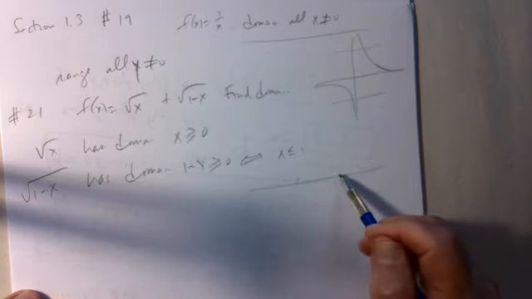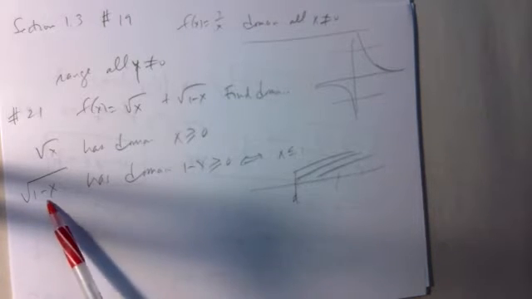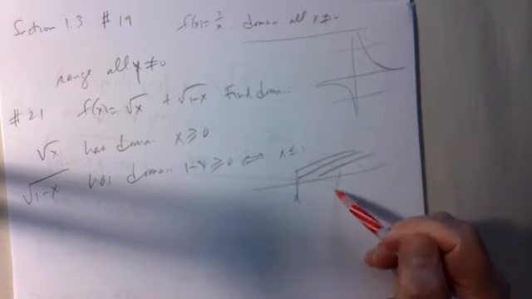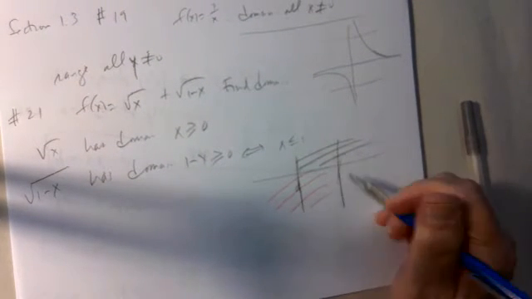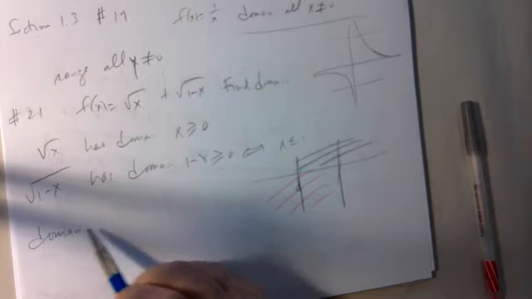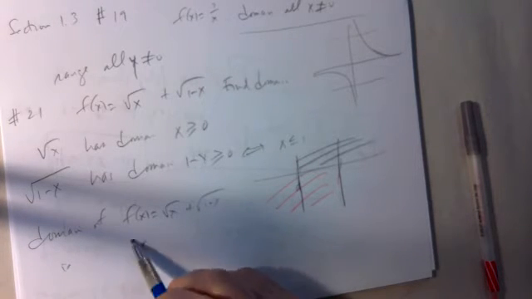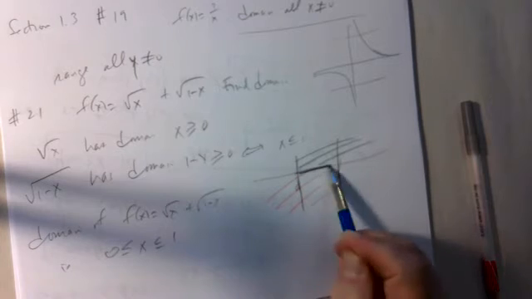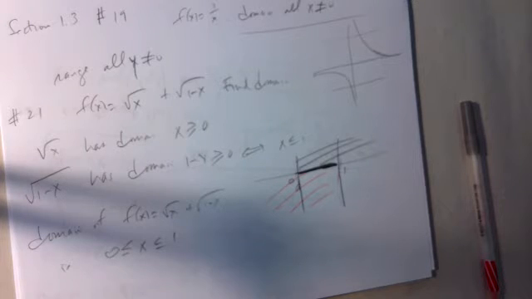So on the number line, square root of x is defined for all x greater than or equal to 0. Square root of 1 minus x is defined for all x less than or equal to 1. And the region where they're both defined is in here. So the domain of this function f of x, which is root x plus root 1 minus x, is all x between 0 and 1. So this interval of x is the domain of the function.